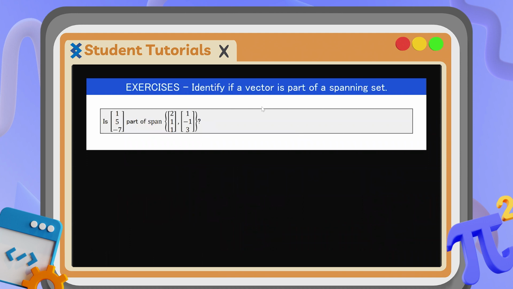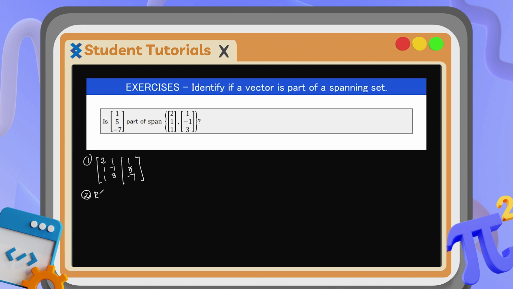For the next example, we need to identify if a vector is part of a spanning set. Here, we similarly do the same steps as a while ago. First, we create the augmented matrix, using each vector as a column of the matrix. So we write 2, 1, 1, 1, -1, and 3. On the right side of the augmented matrix, we write the vector that we are looking for: 1, 5, -7. We want to identify if it is part of the spanning set.